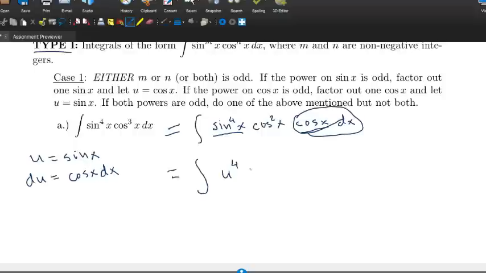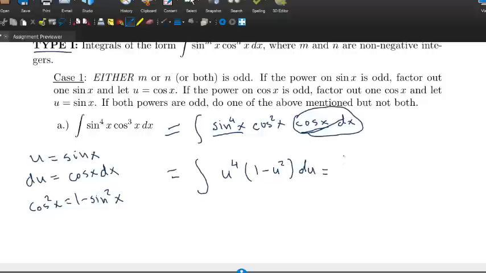What's the replacement for cosine square? Here we have to remember the property of trigonometric functions. Sine square plus cosine square is 1. So in other words, cosine square is what? 1 minus sine square, right? Cosine square x is 1 minus sine square x. So here in this integral for cosine square, I can write 1 minus u squared. And remember, this remaining part was nothing but du.